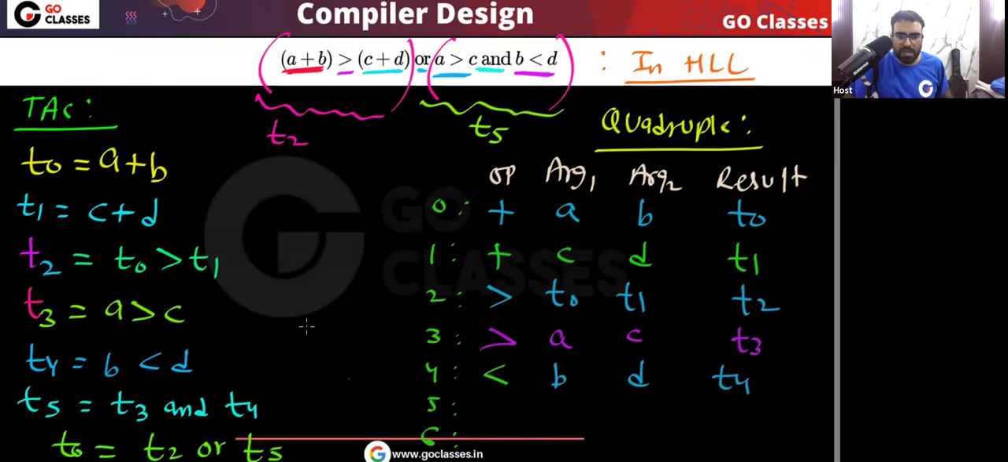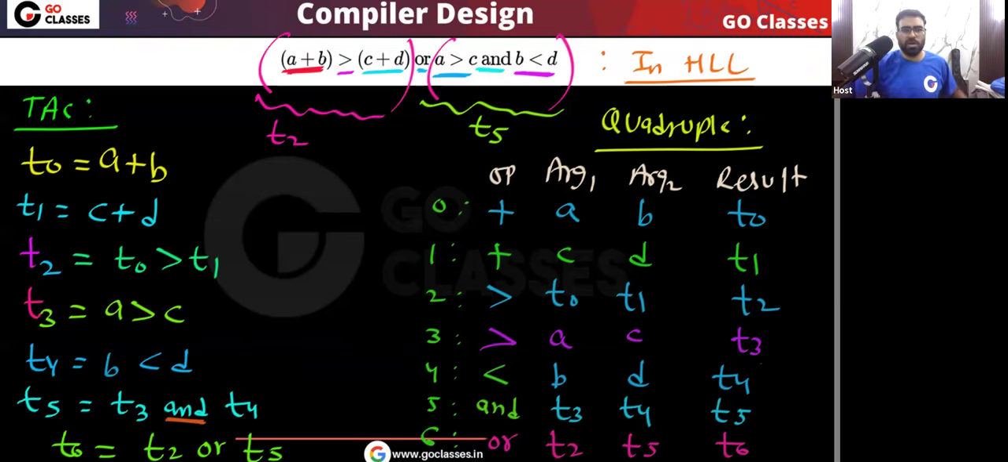What about the next? The operator is what? The operator is AND. Yes or no? Here you can see this is the operator AND. So AND operator, and the arguments are T3, T4, and the result we are storing in T5. Very simple. Okay, for the last you can see the operator is OR, and the arguments are T2, T5, and the result we are storing in T6. So this is the quadruple representation.